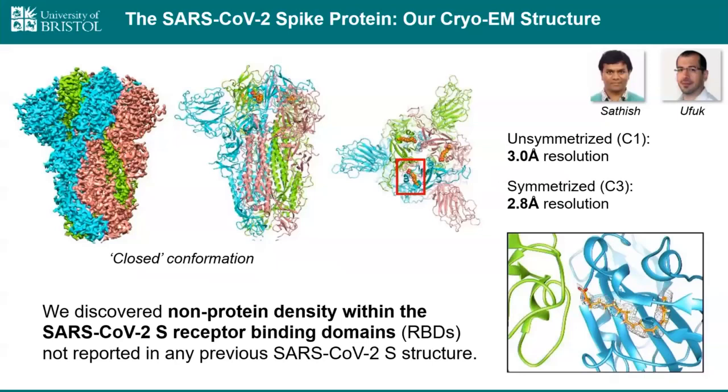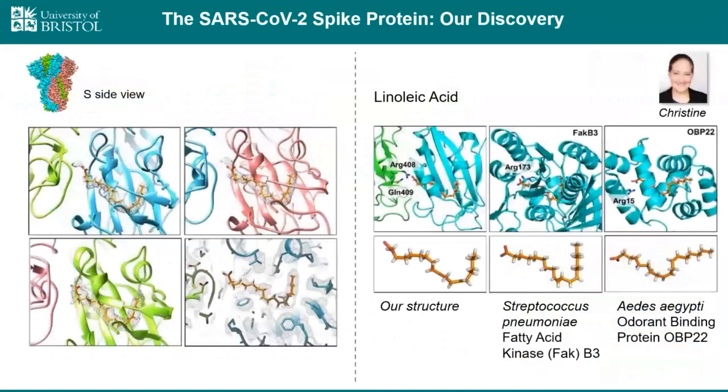the spike protein, and we reached a resolution of 2.8 angstroms when we applied the symmetry, otherwise 3 angstroms. And the majority of the particles were actually in a closed conformation, which in previous structures was usually a minority component. And when we started looking at the structure, we saw additional density, which you see here in the corner. So this additional density was definitely not protein.